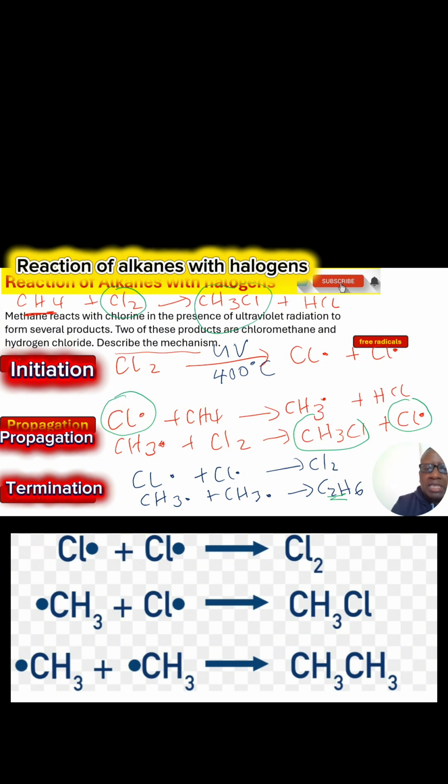Another termination reaction is when a CH3 radical clashes with a chlorine radical, we form CH3Cl, and the reaction stops.